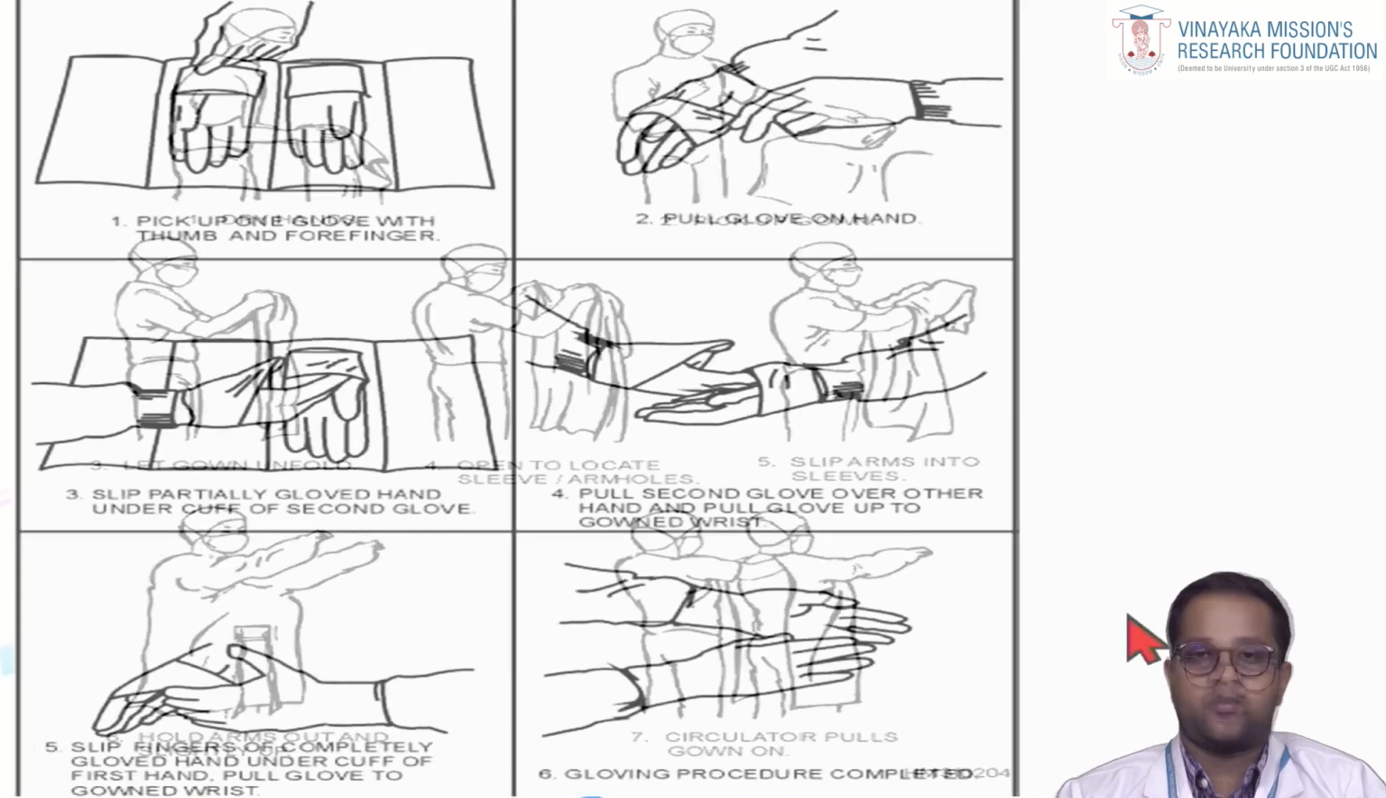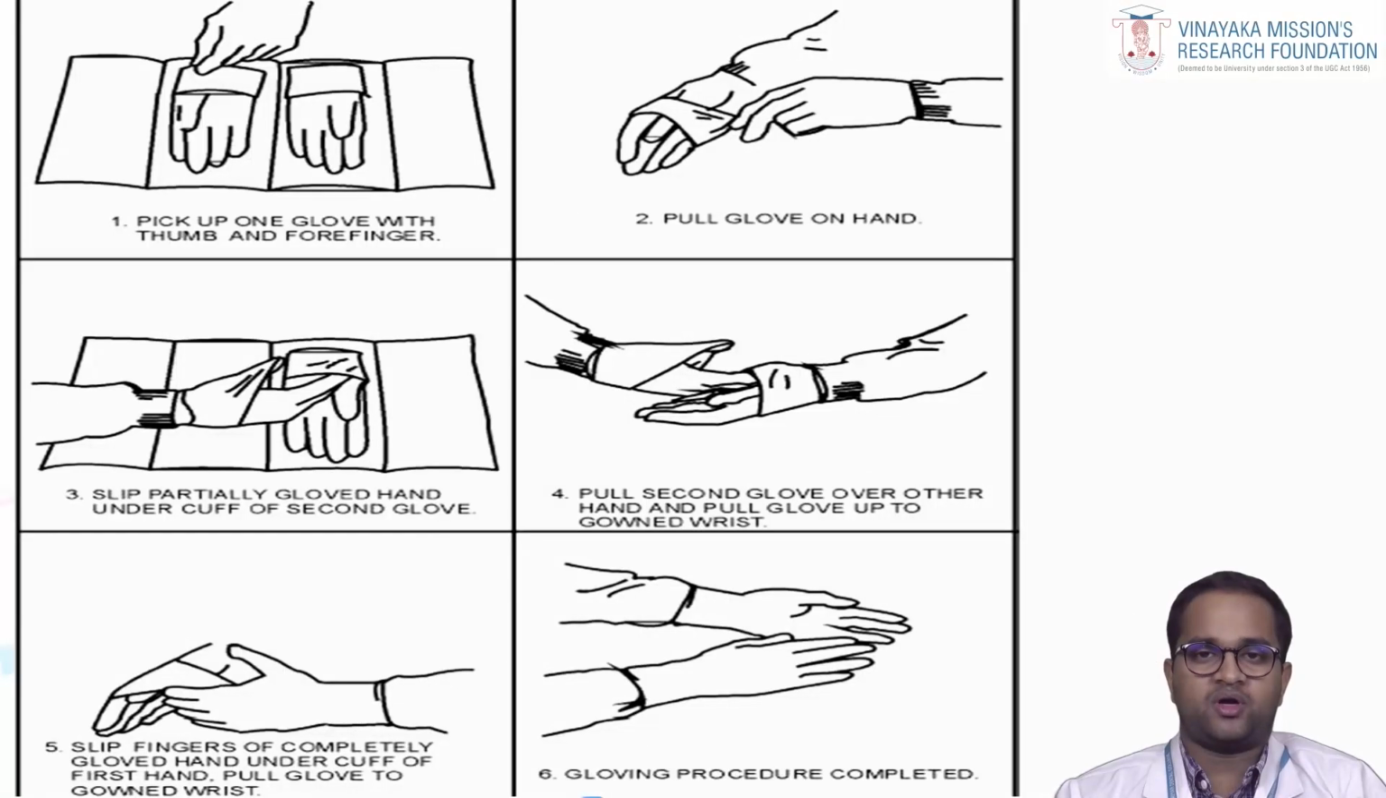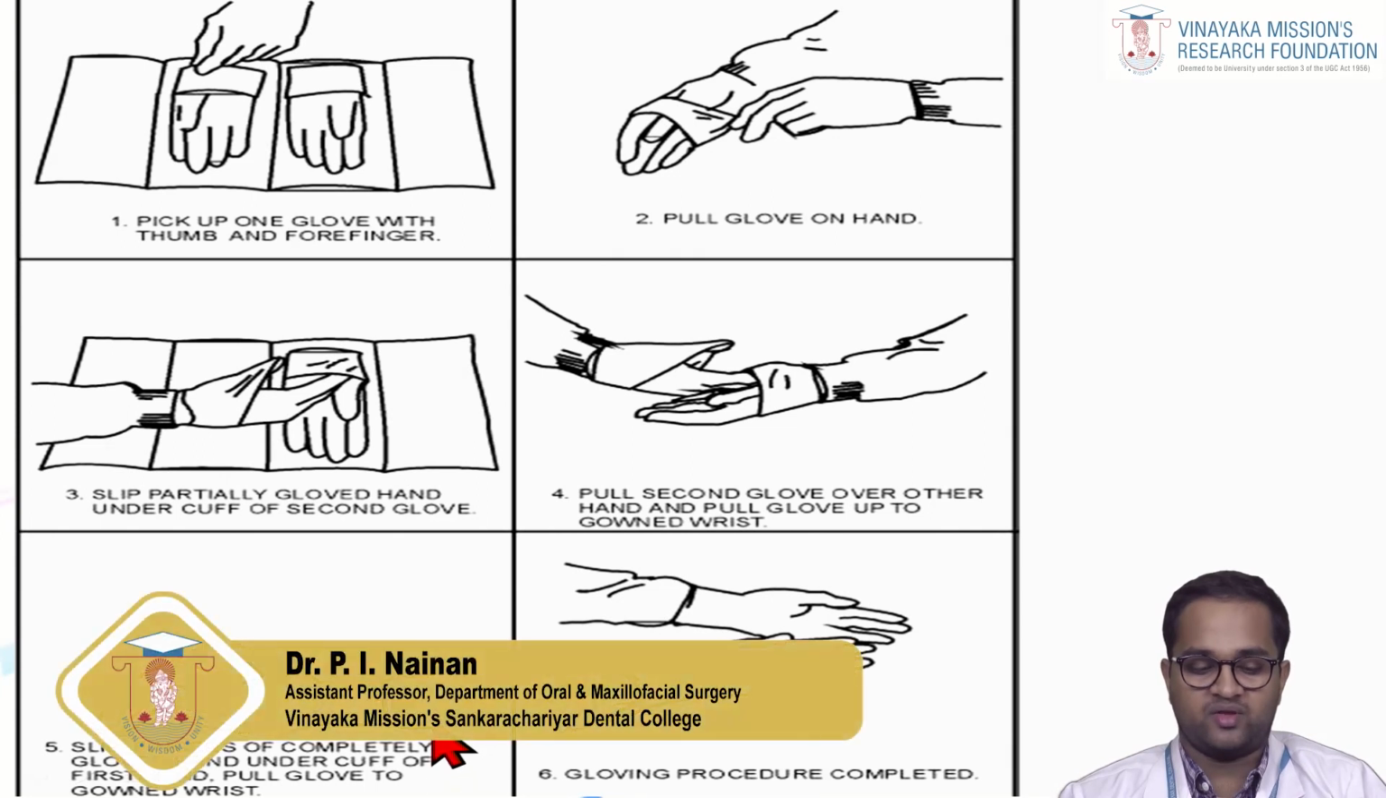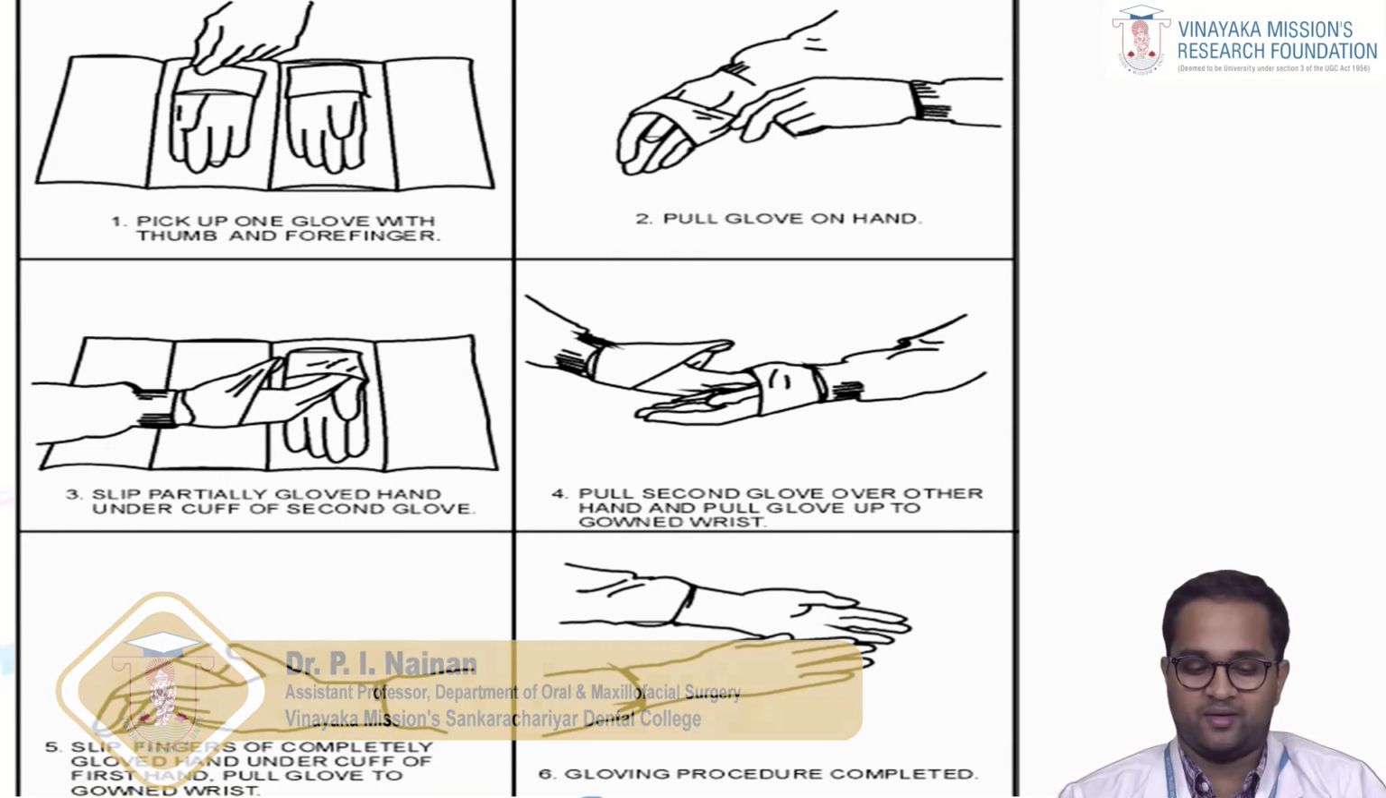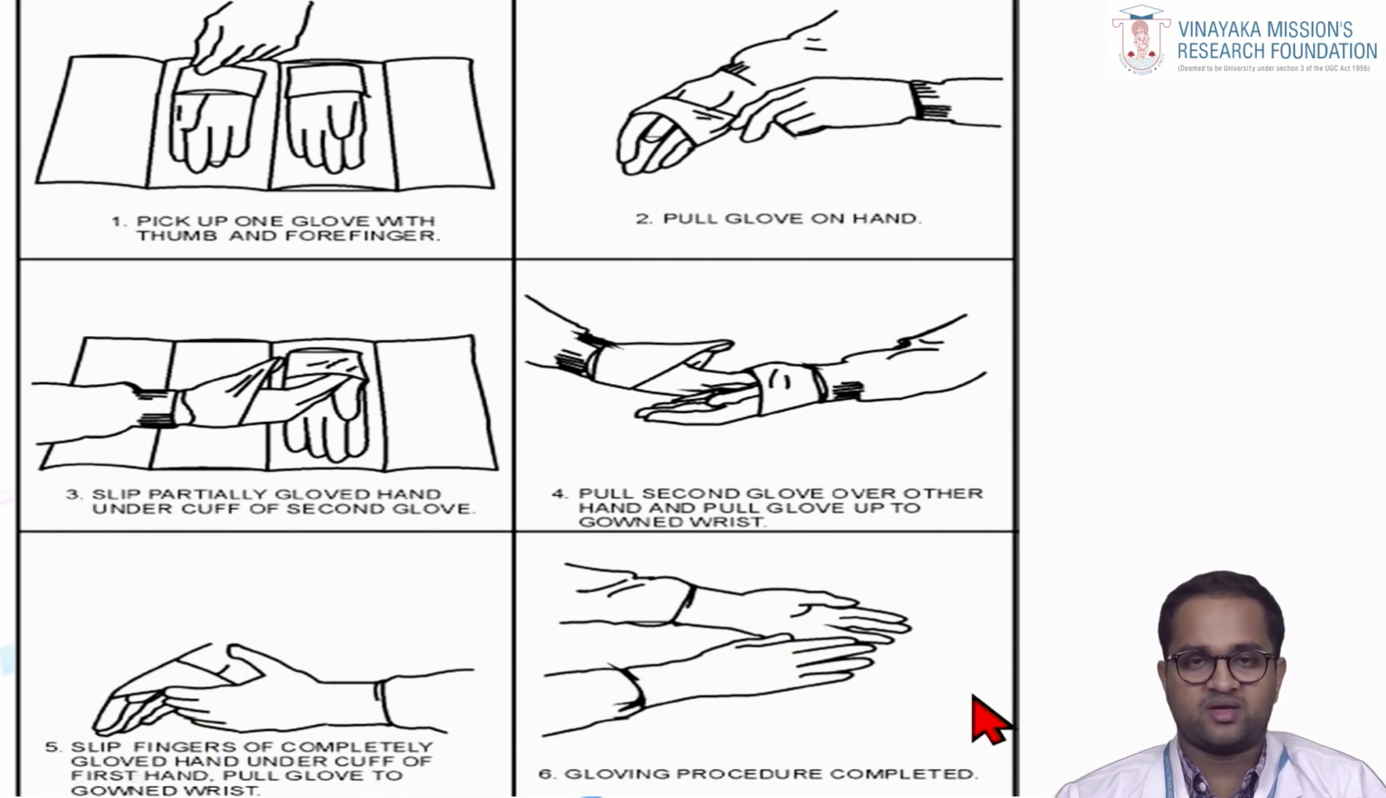gown to your back. Coming to the next step, which is how to put on sterile gloves after you put on your gown. The next step is to pick up one glove with thumb and forefinger and pull the glove on the hand as in the image. Slip the partially covered gloved hand under the cuff of the second glove, pull the second glove over the other hand and pull the glove up the gowned wrist. The fifth step is to slip fingers of the completely gloved hand under the cuff of the first hand and pull the glove to the gowned wrist. This is to prevent the powder from falling on the already gloved hand. The sixth step is the gloving procedure is completed.